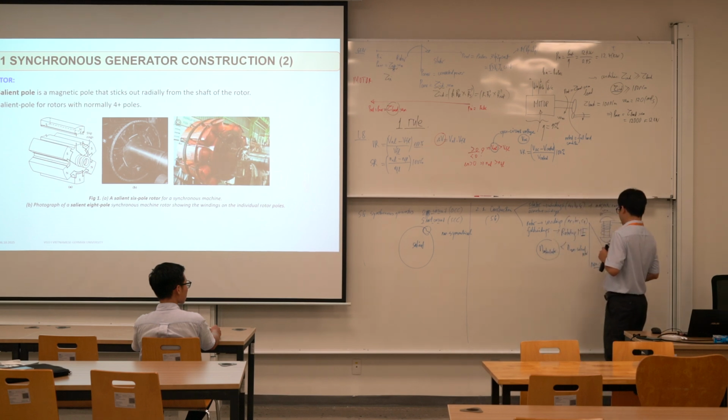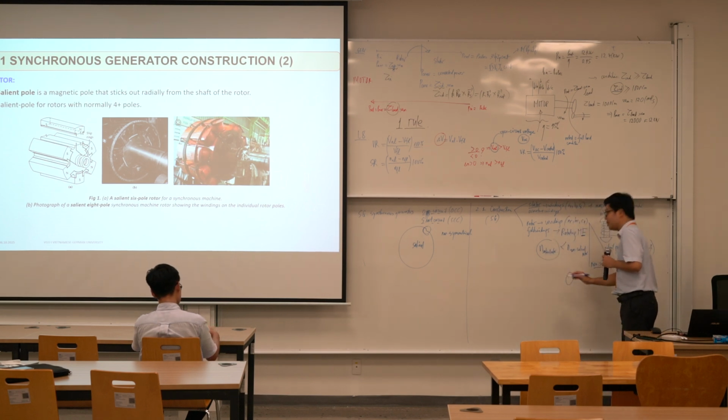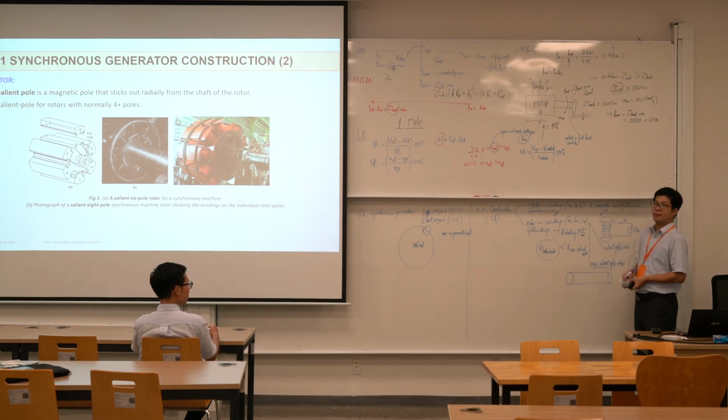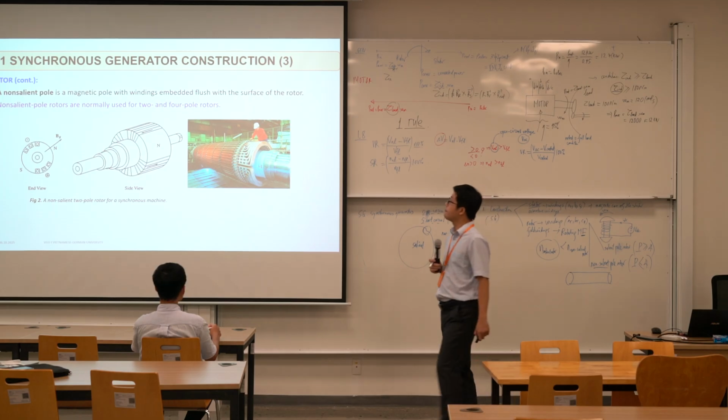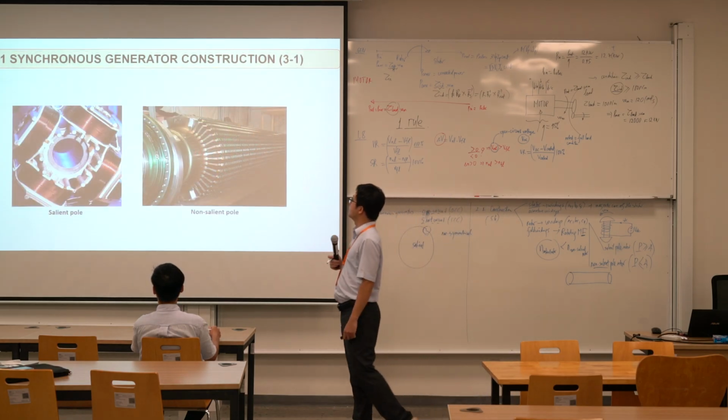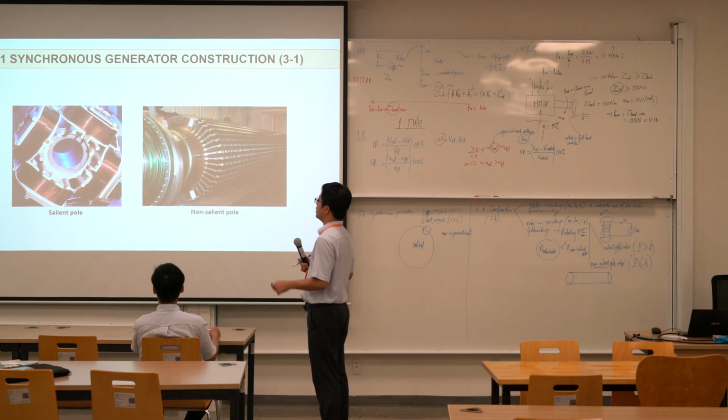Otherwise, for non-salient, you know, the diameter is smaller. So if these non-salient rotors rotate very fast, we need more length to keep the balance. Okay? Yeah, you can compare. This is salient poles. How many poles? 1, 2, 3, 4. This is non-salient poles. We just get 2. That's 2 poles. You know.